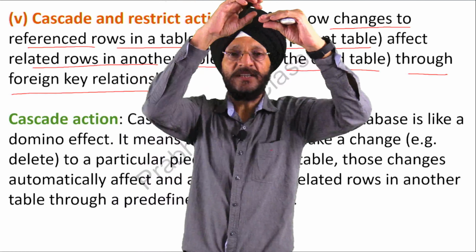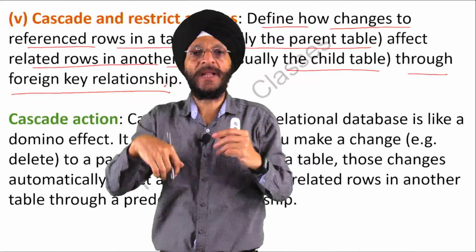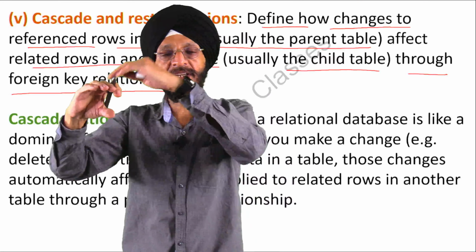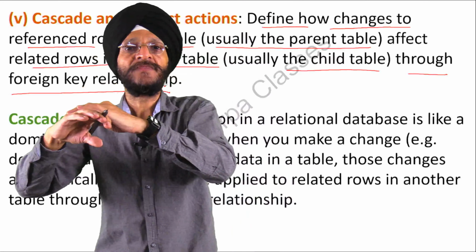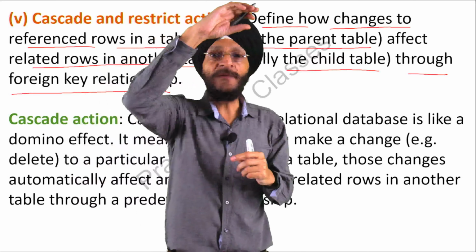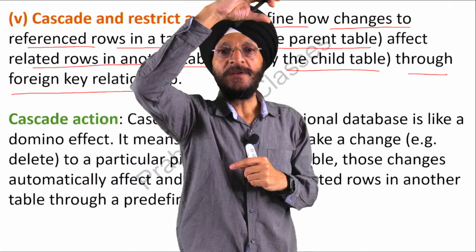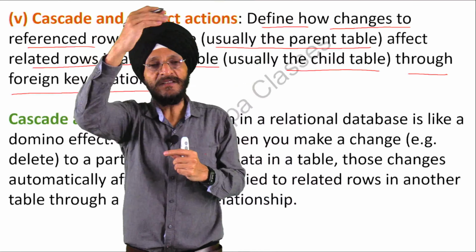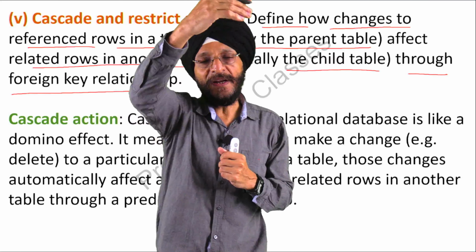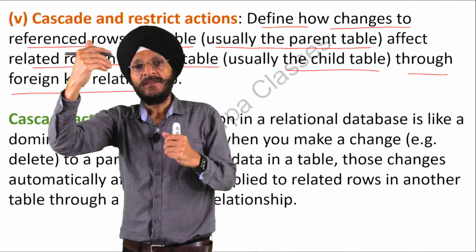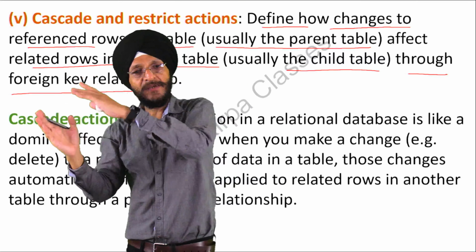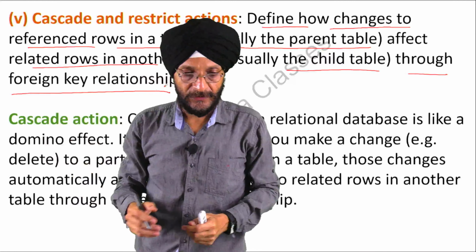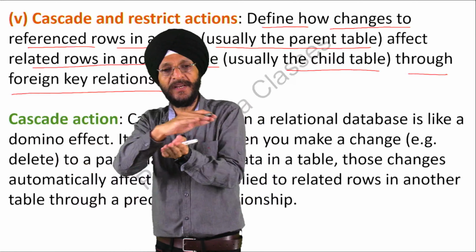In the customer table, where the customer ID is the primary key, that is the parent table, and the orders table, where there is a foreign key, is the child table. If you make any change in the first table, that is the parent table, the customer table, then the effect of the same should be there in the orders table, that is the child table. Now we will discuss the same in detail.